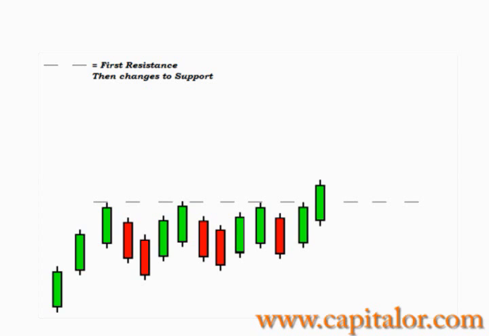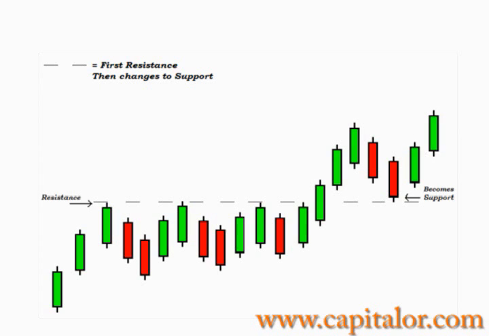and there it pokes its head above the resistance line, and the following candlestick closes above the resistance line, and the next one also manages to close above. Then it starts to decline a little again, but when it gets to the former resistance line, it stops. It can't get through and it moves up again. The resistance has become support.